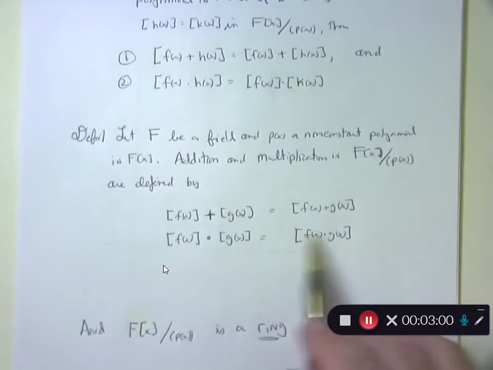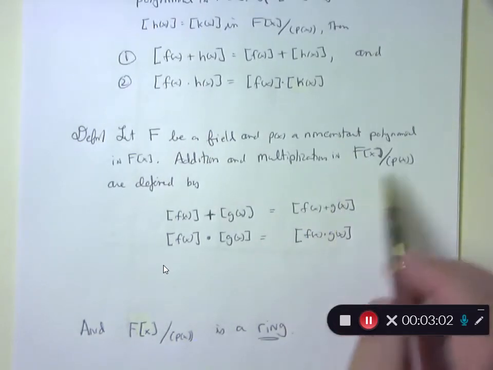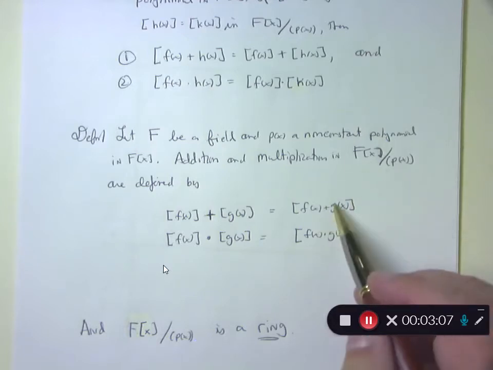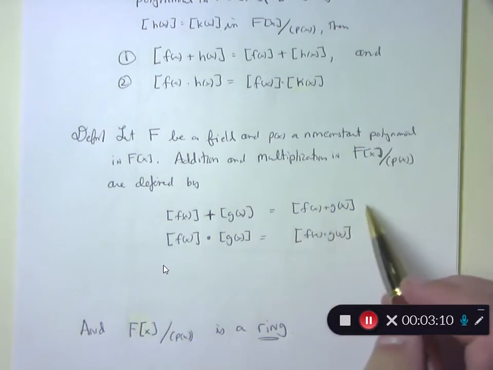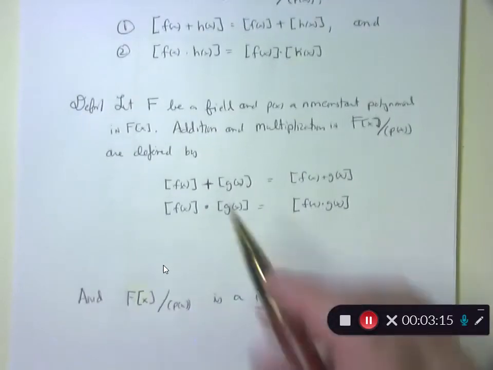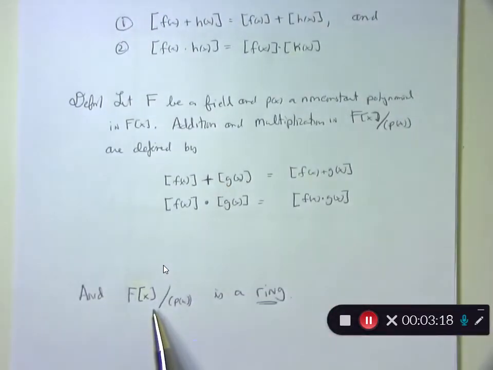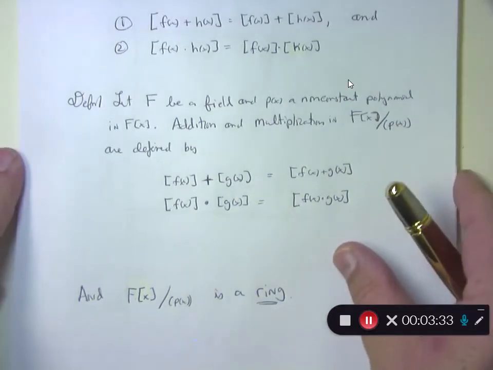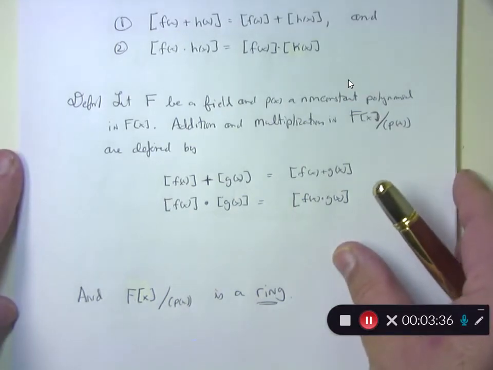Which means that if these guys get too big, greater than or equal to the degree of p of x, then you've got to take the result and divide by p of x and see what the remainder is. It's going to be the same equivalence class. It's always the remainder. So, with this addition and this multiplication, F adjoin x modded out by p of x is a ring. And so what we're going to be focusing on in chapter 5 is 1, the ring structure, and 2, what kind of ring it is going to be. So catch a pattern of what we did now and what we did way back when in chapter 2.